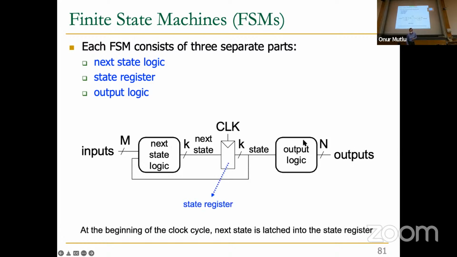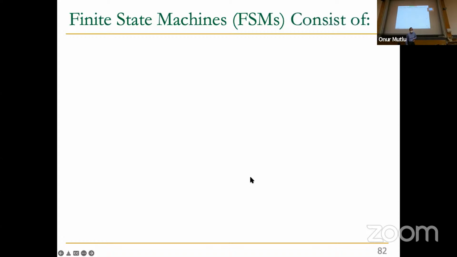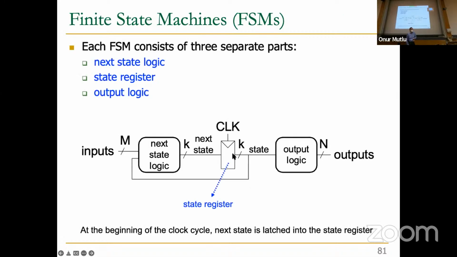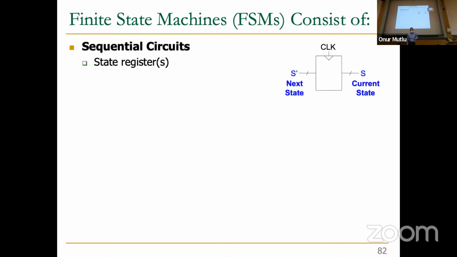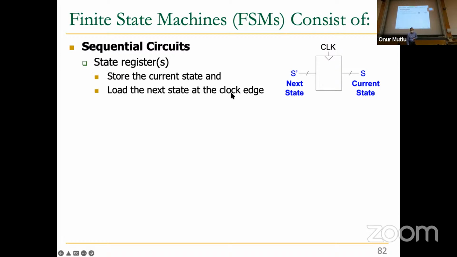Okay, that's the state register I said already. And the key thing is at the beginning of the clock cycle, next state is latched into the state register. We're going to see that we don't have an element like this that we have talked about yet. So we're going to build a new element for this. Think about that, and I will show you that. So basically, finite state machines consist of sequential circuits, which are the state registers and input and output. So input is the next state, output is the current state. They store the current state and load the next state at the clock edge. So clock going from 0 to 1 is also called the clock edge. It's called the rising edge of the clock because you go from 0 to 1.